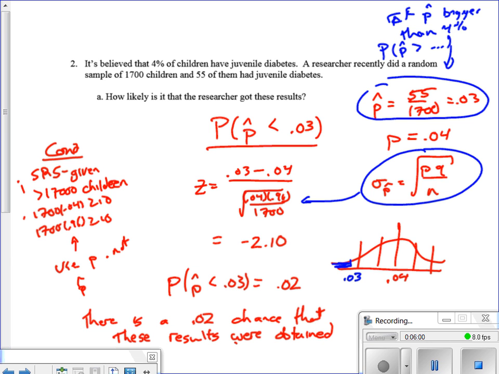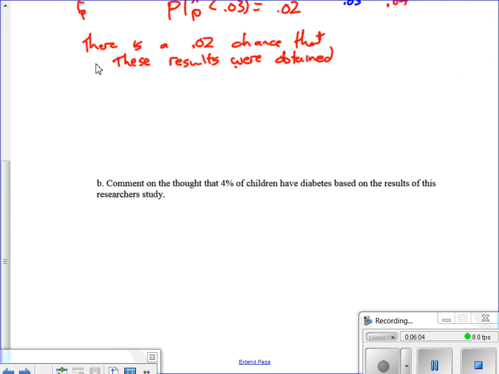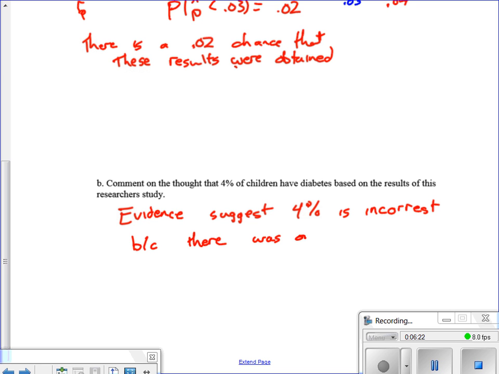So we go down here to part B, and that's where they're going to ask us to comment on the thought that 4%. So here, the evidence is suggesting, because it's so far off, 4% is incorrect. And this is because there was only a 2% chance the researcher got their results.